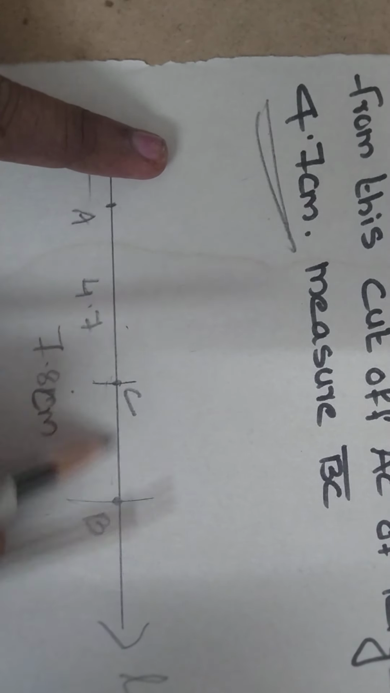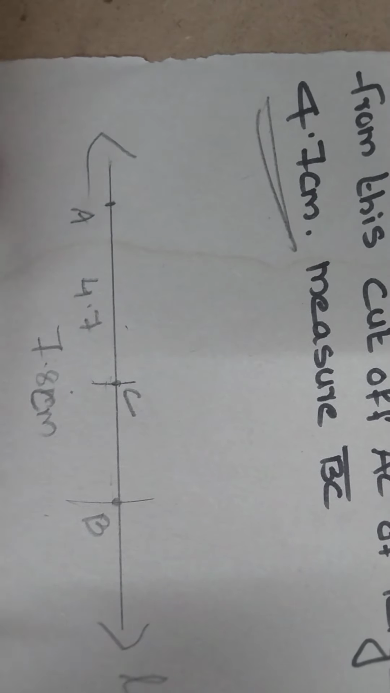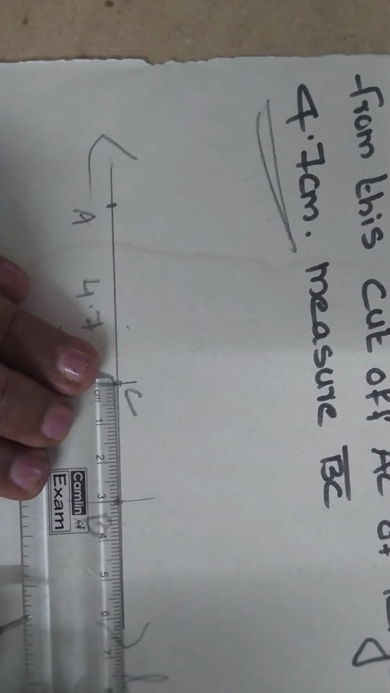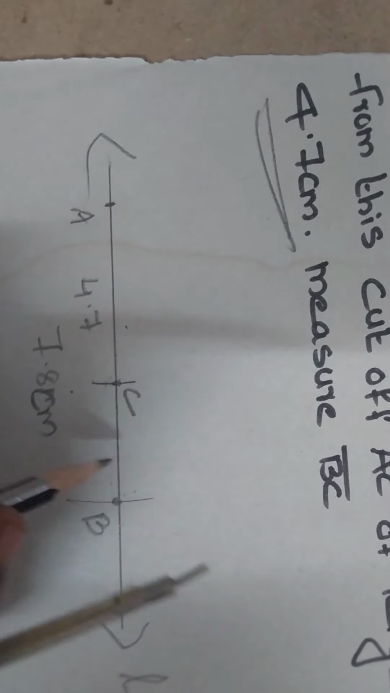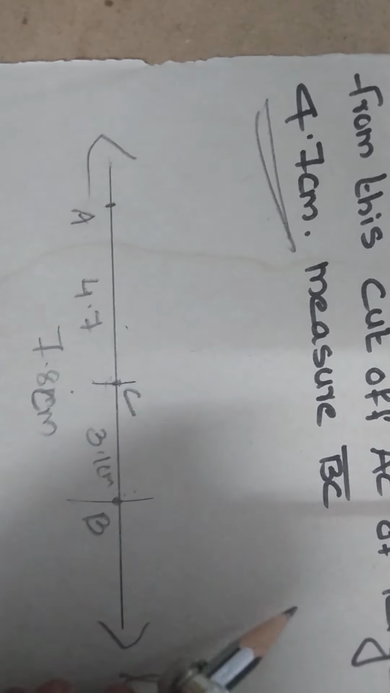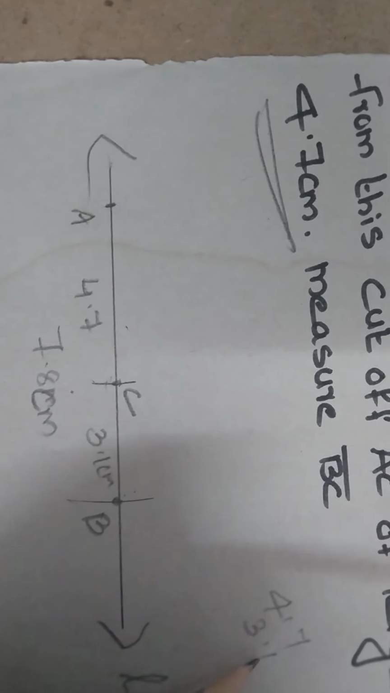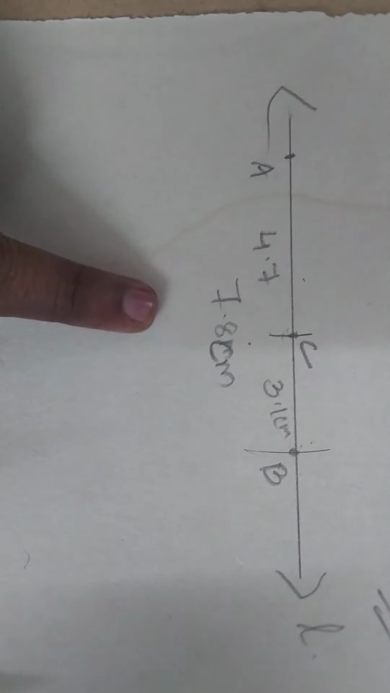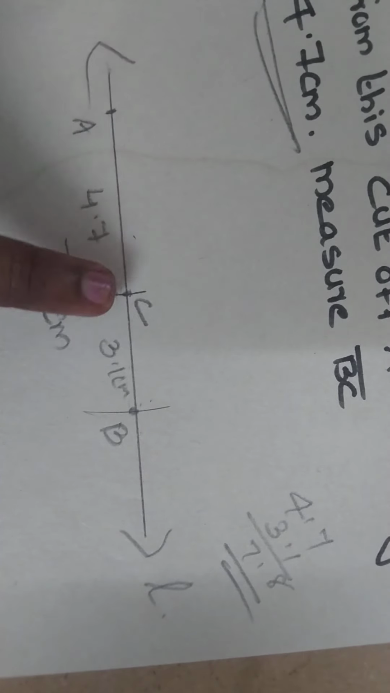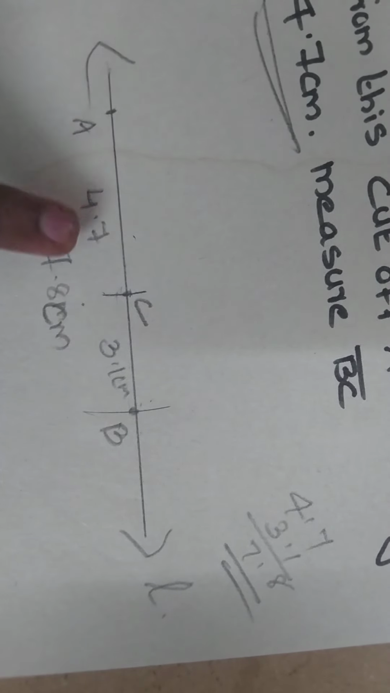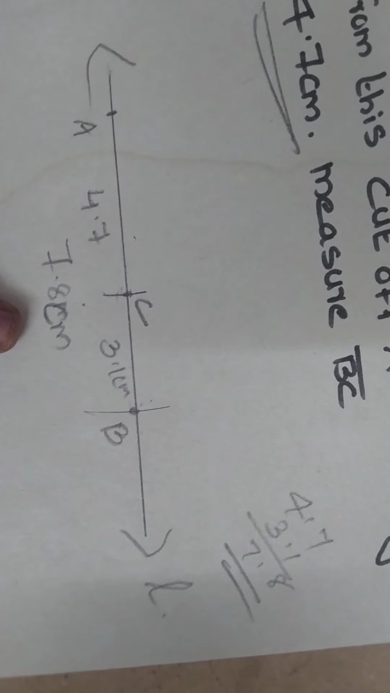What about B to C? Measuring this B to C distance, how much will it come? 3.1 centimeter. B to C distance represents 3.1. Yes, correct. See, 4.7 added with 3.1, how much will it come? 7.8 centimeter. Our total A to B distance is also 7.8 centimeter, so we got the exact answer. A to C distance is 4.7 and B to C distance is 3.1. 4.7 plus 3.1 becomes 7.8. Our construction is correct.